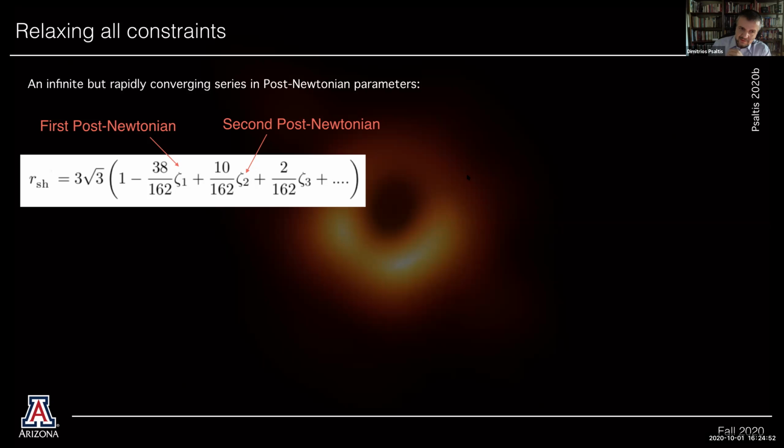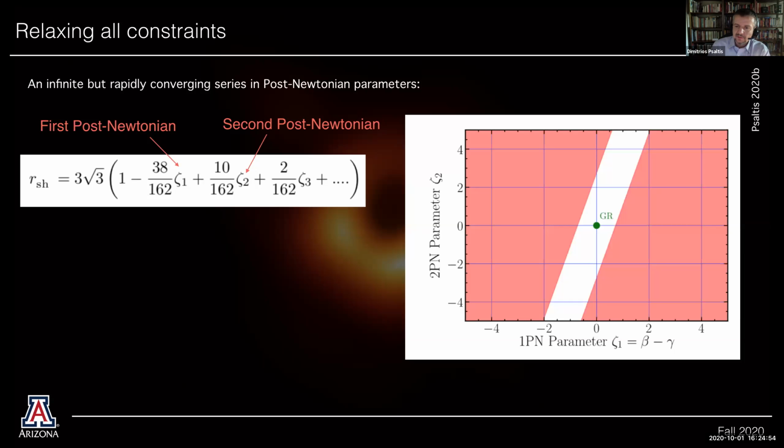So if that was the case, if you allow all of them, then you don't constrain one parameter at a time, but you constrain a linear combination of the first post-Newtonian and the second post-Newtonian parameter. Anything in that pink region or red region is excluded. Your theory better predict something in the white region.